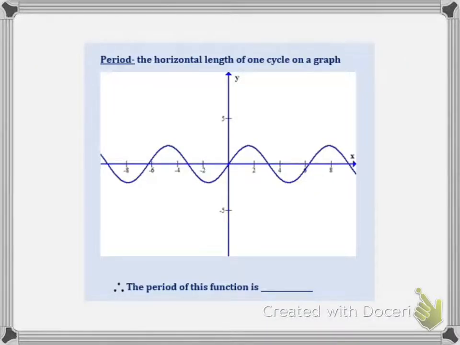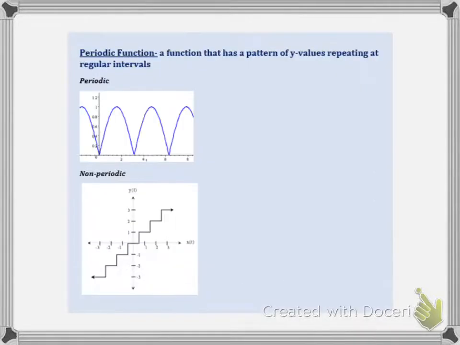Now a period is the horizontal length of one cycle on a graph. So we just learned what a cycle is. Now if this is a cycle right here, the period is simply the horizontal length of that one cycle. And if we look, that's approximately 6. So therefore the period of this function is 6.